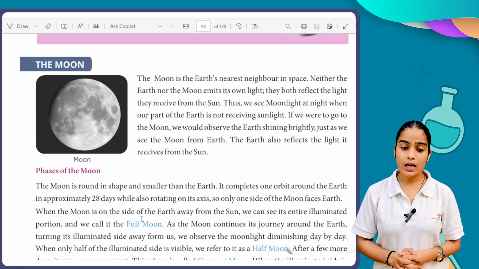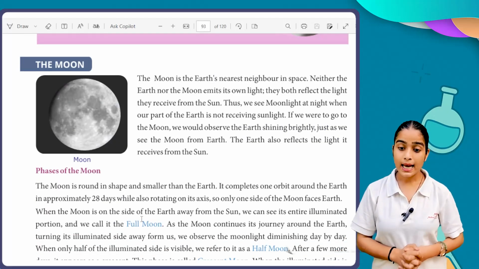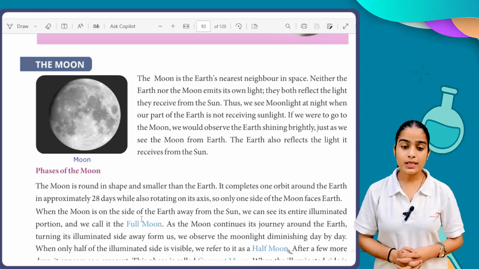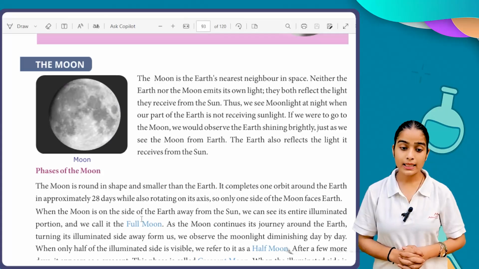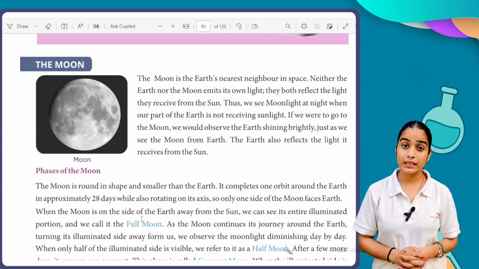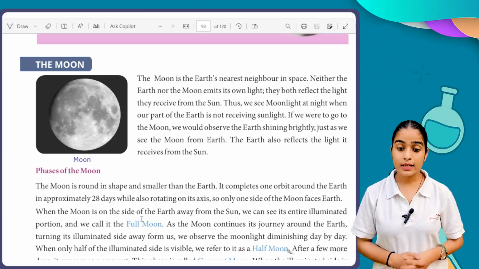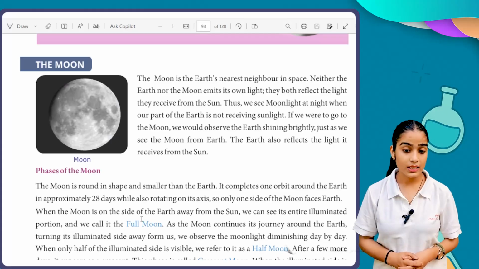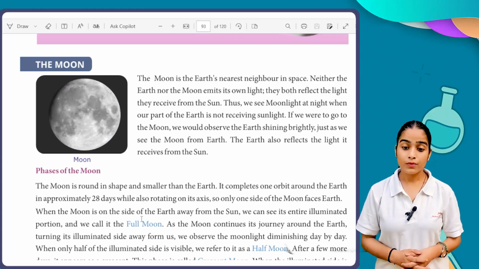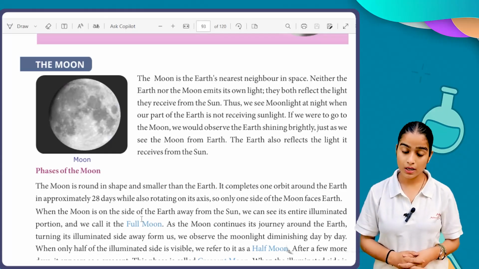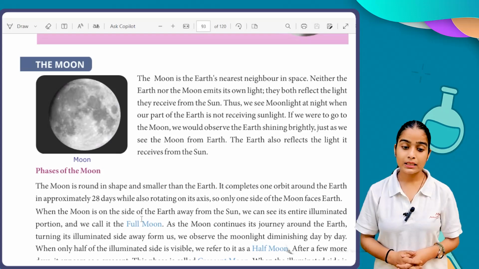Next, we have the moon. The moon is the Earth's nearest neighbor in space. Neither the Earth nor the moon emits its own light. They both reflect the light they receive from the sun. Thus, we see moonlight at night when our part of the Earth is not receiving sunlight. If we were to go to the moon, we would observe the Earth shining brightly just as we see the moon from Earth. The Earth also reflects the light it receives from the sun.